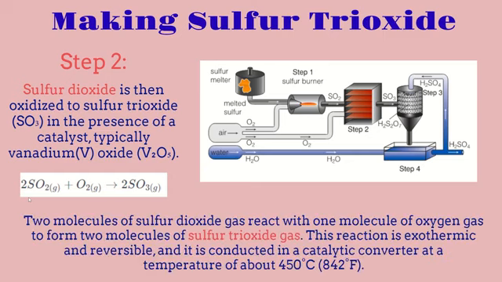So 2 molecules of sulfur dioxide gas react with 1 molecule of oxygen gas to form 2 molecules of sulfur trioxide gas. And this reaction is exothermic and reversible, as it is conducted inside of a catalytic converter at a temperature of about 450 degrees Celsius.